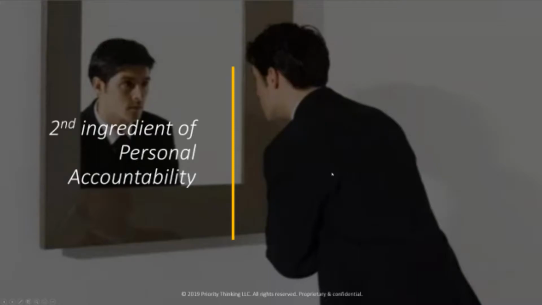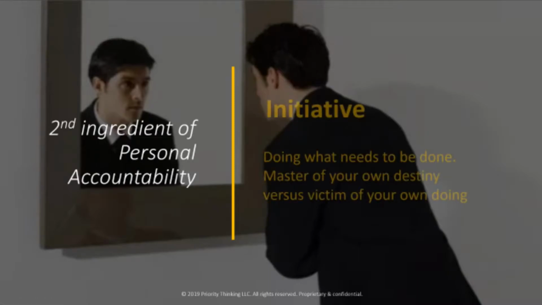All right, the second ingredient of personal accountability is initiative. So if we judge correctly about what can be done, then doing what needs to be done means we have to take action. So taking the initiative means, okay, we know it, and we begin to move on. So the common quote I tell folks is, people with a high sense of initiative are masters of their own destiny versus victims of their own doing, right? So the second ingredient for personal accountability is that you take the initiative. You don't wait to be told.